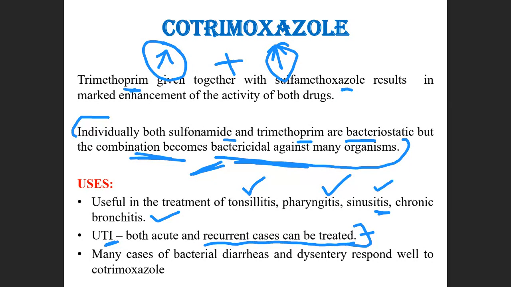in many cases, bacterial diarrhea and dysentery respond well to cotrimoxazole. How do we know whether the patient is suffering from normal diarrhea or bacterial diarrhea? Like we might have seen a patient who got diarrhea after taking paracetamol. How do we know? How do we differentiate? In normal diarrhea, the amount of fluid that moves out will be in excess. Okay, diarrhea means loose motions.